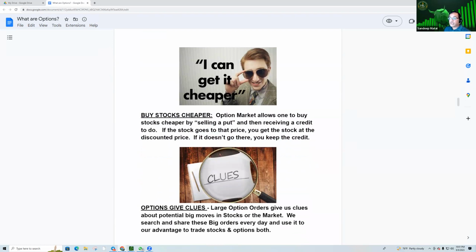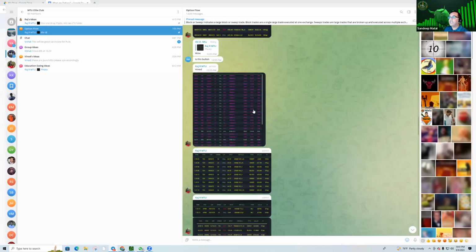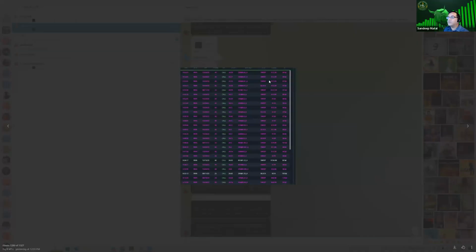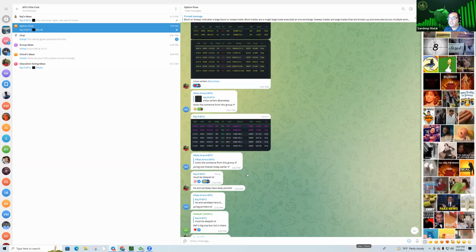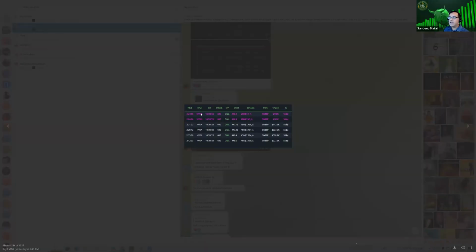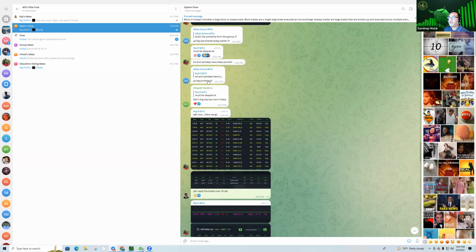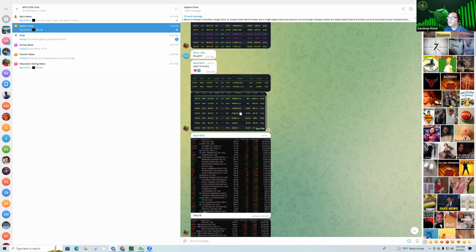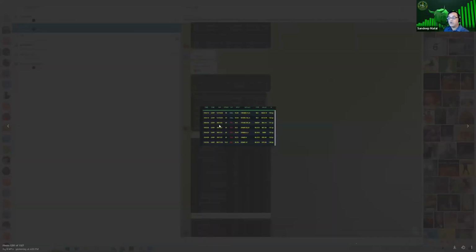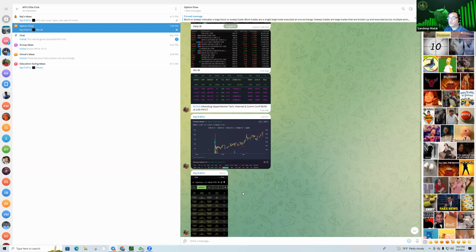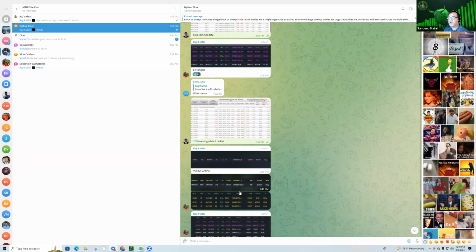What else? They give us clues. Large option orders give us clues about potential big moves in stocks or the market. So this is one big thing our group is about: we share the option flow. We've caught so many big trades just from this option flow. We can tell NVIDIA has this option for this date and so on. Or we can tell Microsoft, we can see the big $1 million orders. This was a $600,000 volatility order. Somebody's buying volatility. So we see these orders and we share them and we use them to our advantage.